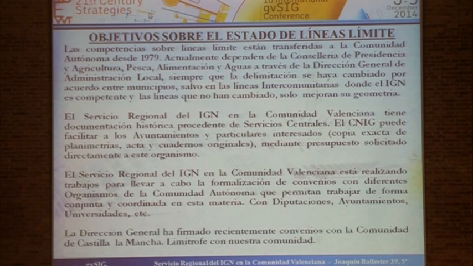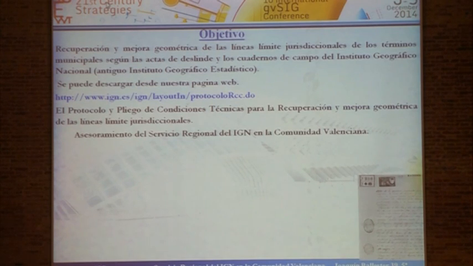The regional department in the Valencia region reaches agreements with provincial councils, with city councils, or anybody willing to rearrange those boundary lines. And even the Directorate General is trying to reach agreements with different regions in Spain, such as Castilla-La Mancha, with which an agreement was signed recently. The goal is to improve all this data.